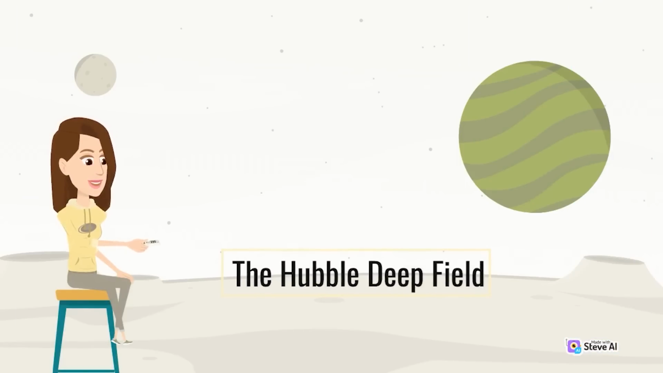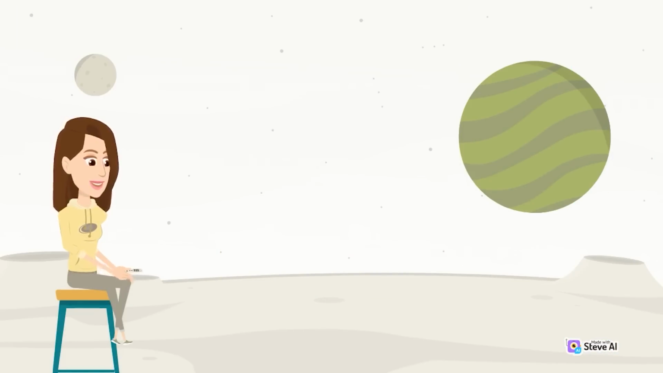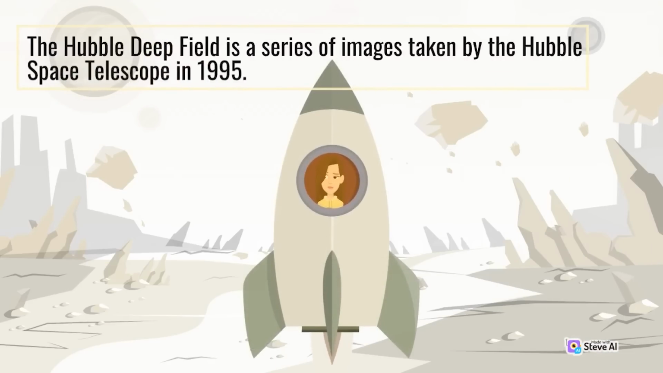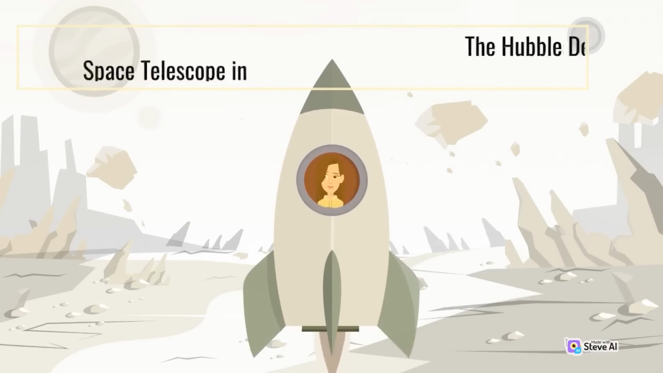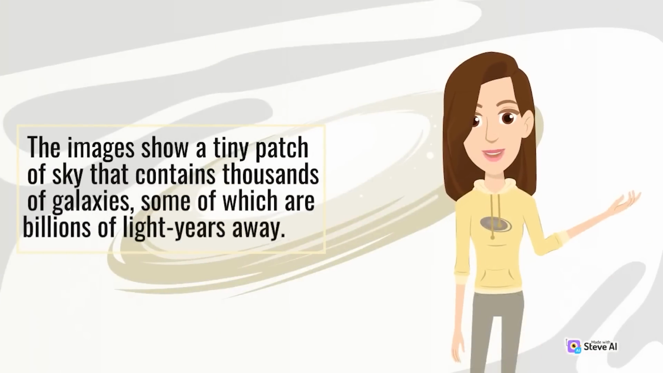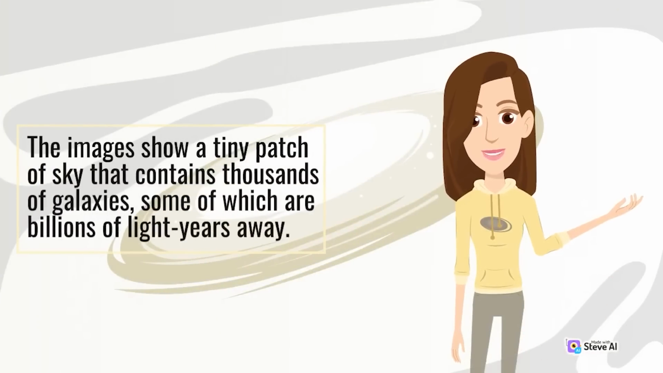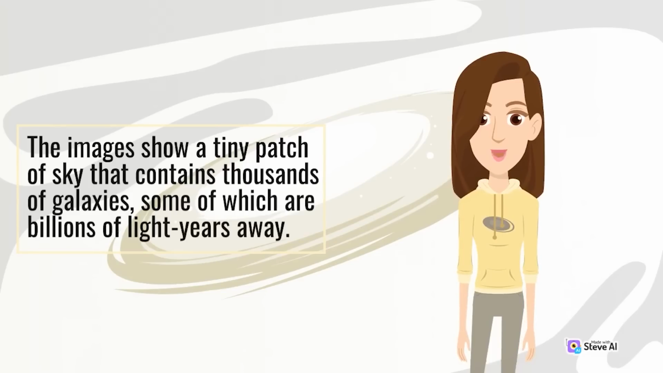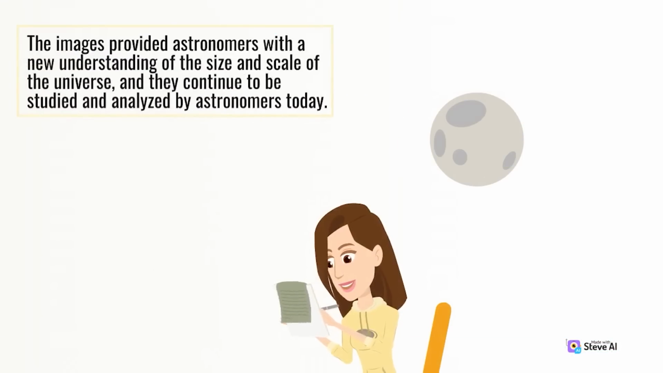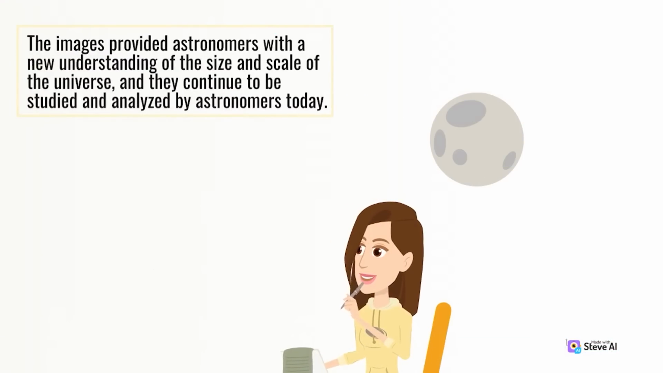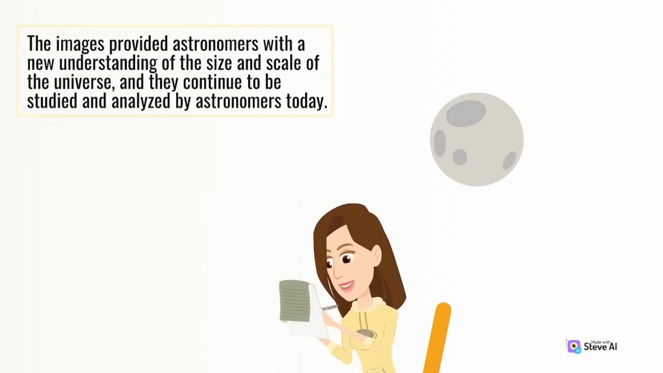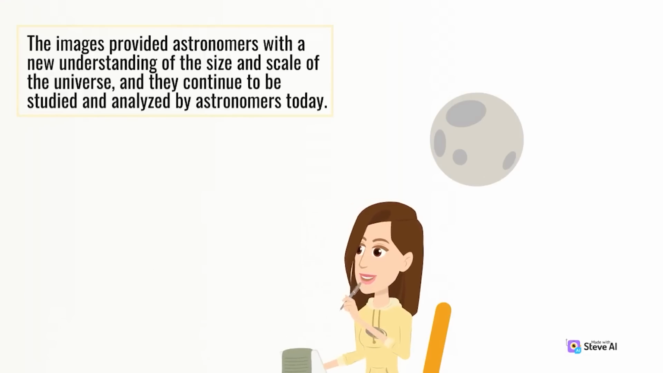The Hubble Deep Field. The Hubble Deep Field is a series of images taken by the Hubble Space Telescope in 1995. The images show a tiny patch of sky that contains thousands of galaxies, some of which are billions of light-years away. The images provided astronomers with a new understanding of the size and scale of the universe, and they continue to be studied and analyzed by astronomers today.